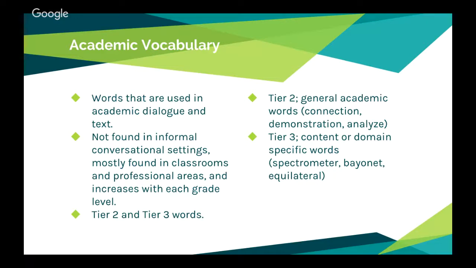Tier 3 is content or domain specific words: spectrometer, bayonet, equilateral, your science words, your math words, your social studies words, but they're specific to certain units of study, right? And you don't use those in everyday life.